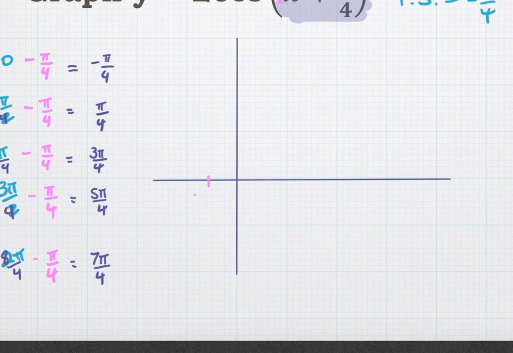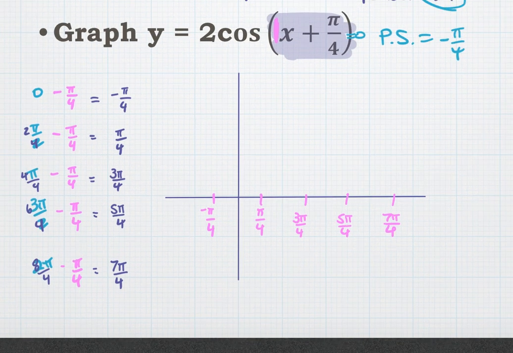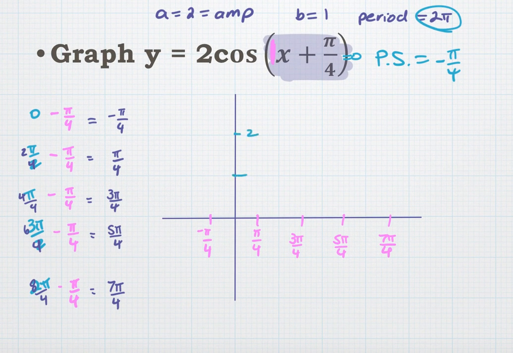So negative pi over 4 means I'm starting to the left of my y-axis. Next key point would be pi over 4. I want to just set the spacing the same. Doesn't have to be perfect. 3 pi over 4, 5 pi over 4, and 7 pi over 4. My amplitude is 2. And this is cosine. So I start at the top at the amplitude. I come down to 0. I go to -2. I come up to 0. I go to +2.